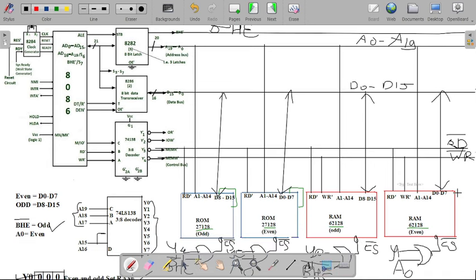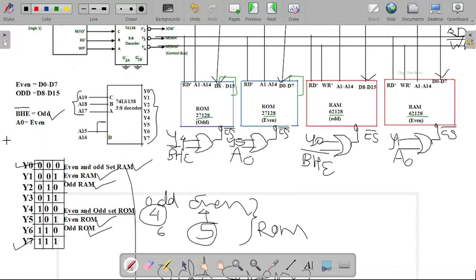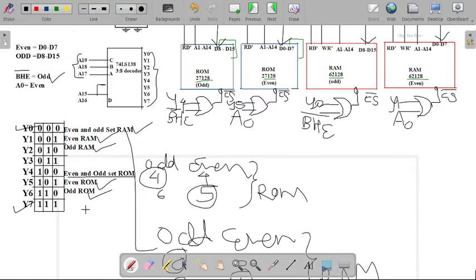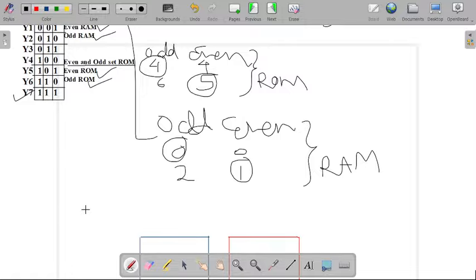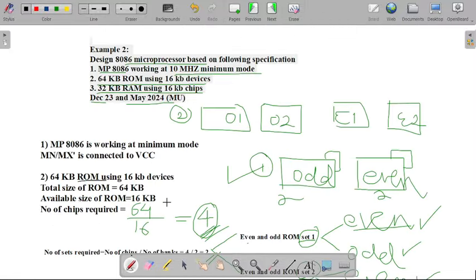So with the help of this technique, we have drawn the memory interfacing diagram as well as our truth table for the even and odd sets of our RAM structure. So in this way, you can solve this 10 marks question in the exam. This type of question can be asked for 10 marks in the exam.